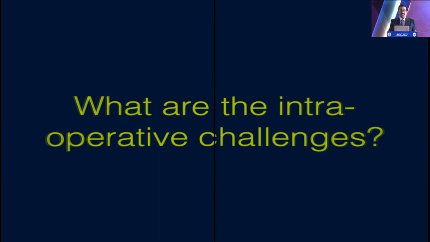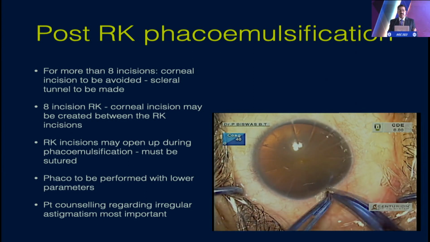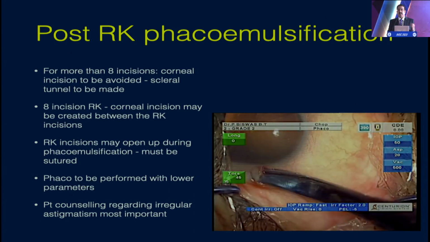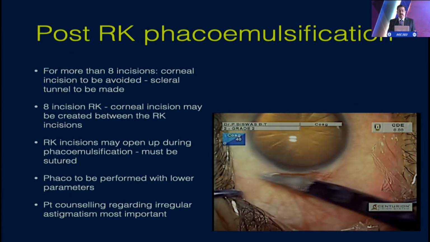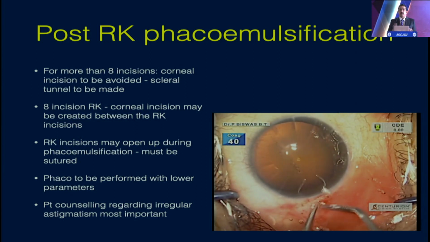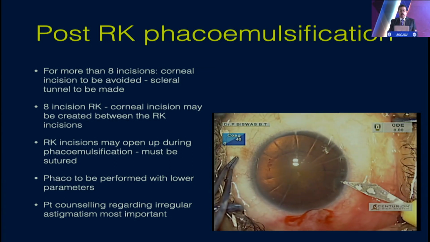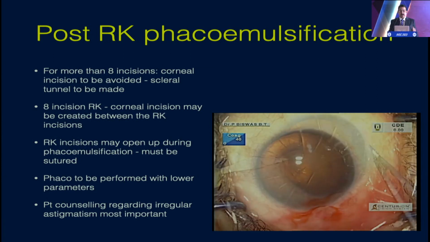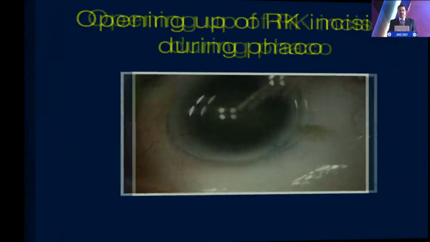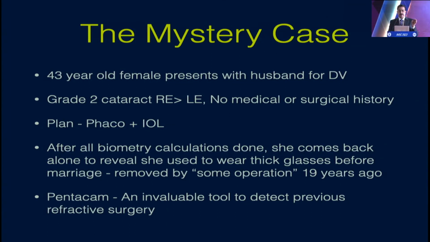Also, the residual astigmatism. The post-RK phacoemulsification, and here there are more than 8 incisions. Here the incision that you have to make is a scleral incision, because if it is a corneal incision, these incisions of the RK might open up, and then you have a very difficult proposition. The phaco has to be performed with low parameters, and the patient counseling regarding the irregular astigmatism is very important. Here is a case where the RK incision opened up, and these have to be sutured meticulously.